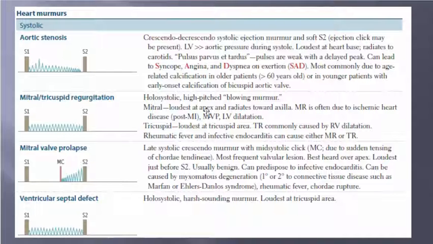So mitral, again, these are blowing murmurs. Crescendo, decrescendo, that's your aortic. Mitral valve, just a crescendo. And then the ventricular septal defect, not very popular, but harsh sounding. Okay. And that'll be the end of this slide, this video.